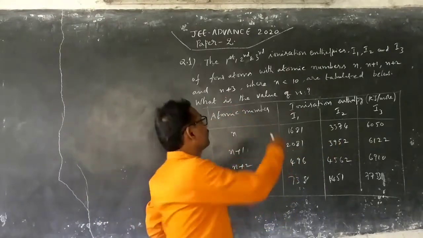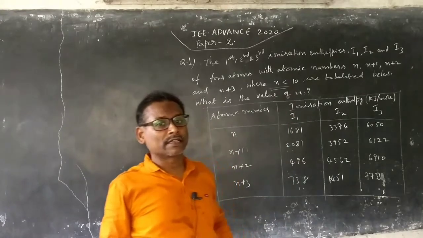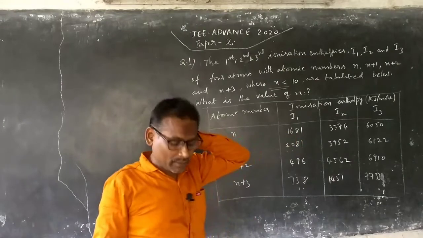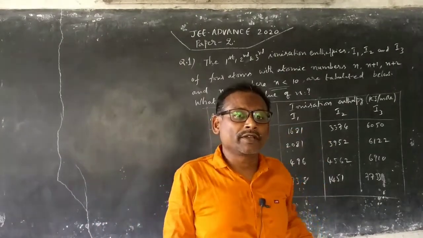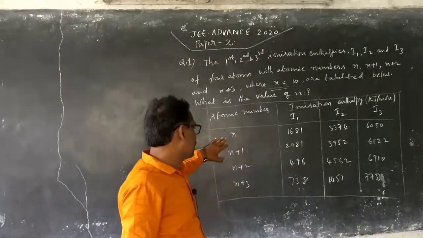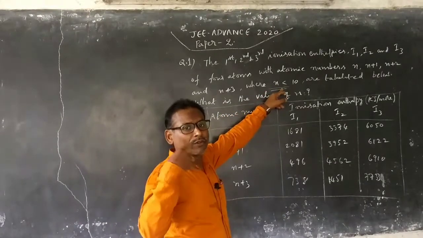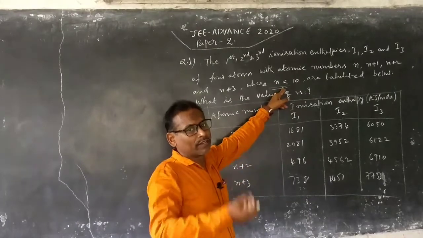It has also given the hint that n must be less than 10. Then what is the value of n? By looking at the ionization enthalpies, we must be able to say which element is supposed to be n. If n is less than 10, we can consider the elements somewhere near neon.